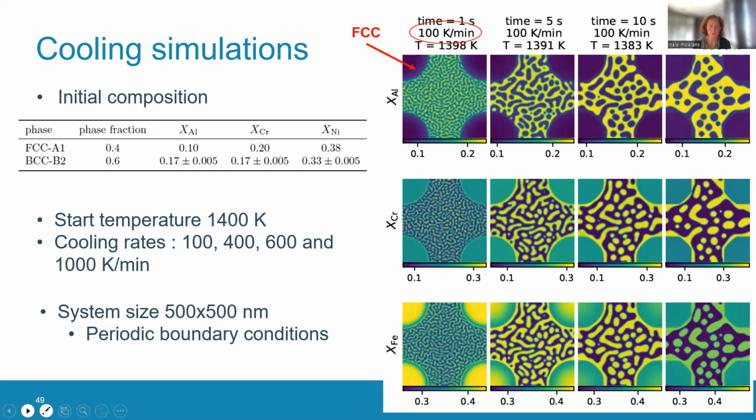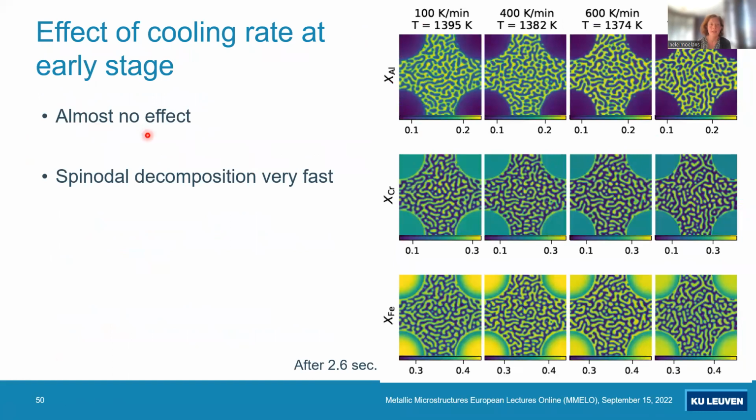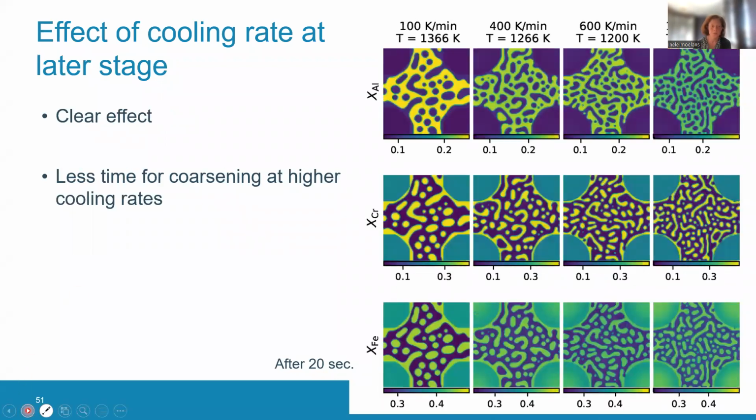If we look at the effect of the cooling rate, then at an early stage there is almost no effect of the cooling rate. Here we have 100, 400, 600, and 1000, almost no effect on the microstructure. That's probably also because spinodal decomposition goes very fast. But if we wait for a longer time, then of course we see much more effect of the cooling rate. You see that with fast cooling, we have a finer microstructure than with slow cooling. And this is what he had to study for the comparison with the experiments.